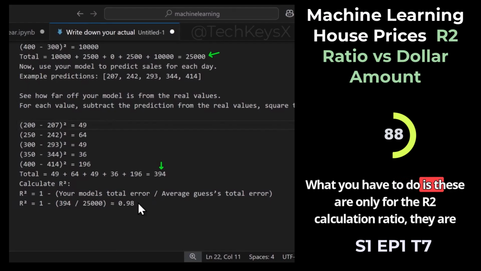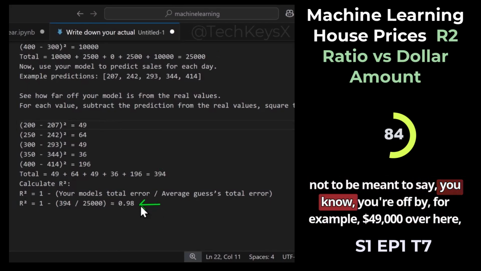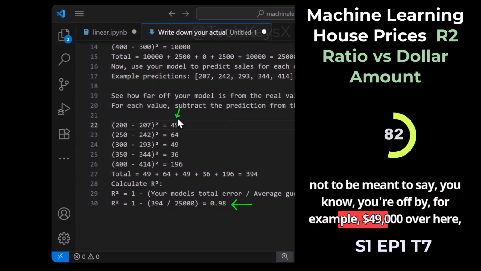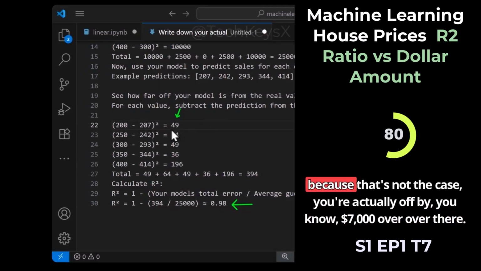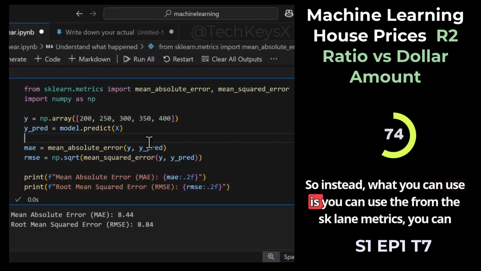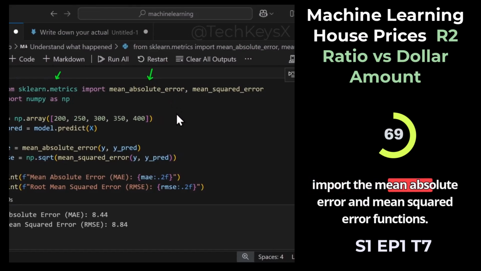What you have to do is, these are only for the R2 calculation ratio. They are not meant to say you're off by, for example, $49,000 over here, because that's not the case. You're actually off by $7,000 over there. So instead, what you can use is, from sklearn.metrics, you can import the mean absolute error and mean squared error functions.